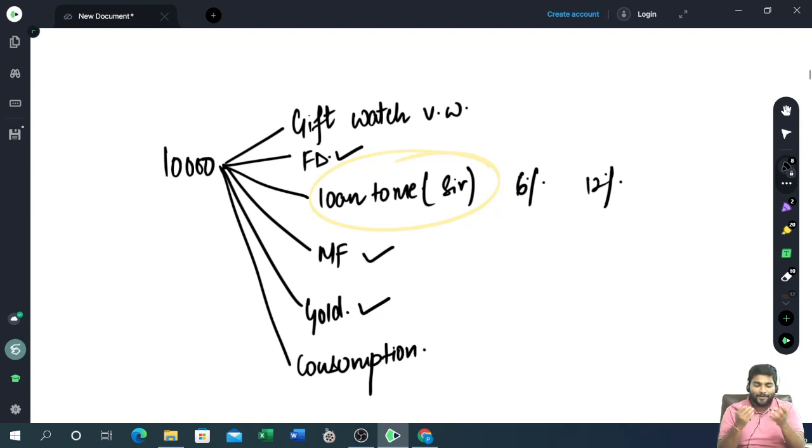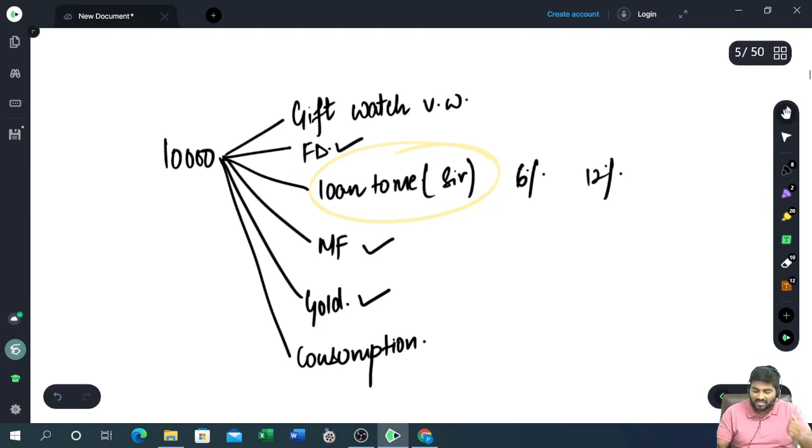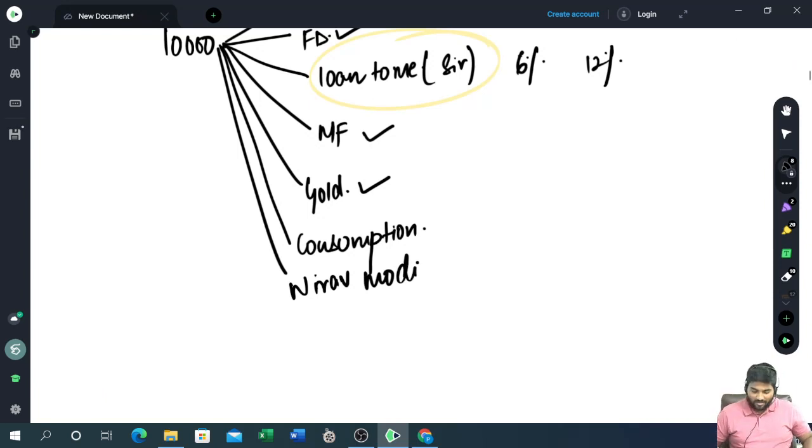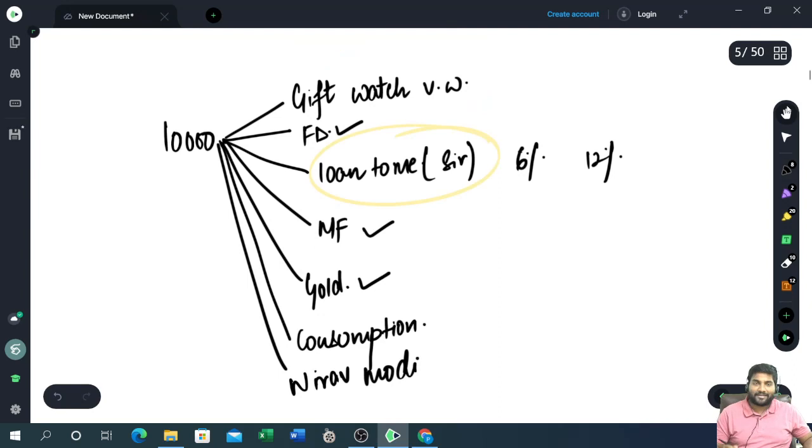Okay, like opportunity cost means next best alternative. If not you, then I will go for mutual fund, which can offer me a return of 10%. If not mutual fund, then I can go for gold, which can offer me a return of 8%. It depends on your risk appetite also. What level of risk you are willing to take. If you are a very risky investor, you can go for Nirav Modi also. Okay. So it depends on your risk appetite. Okay.